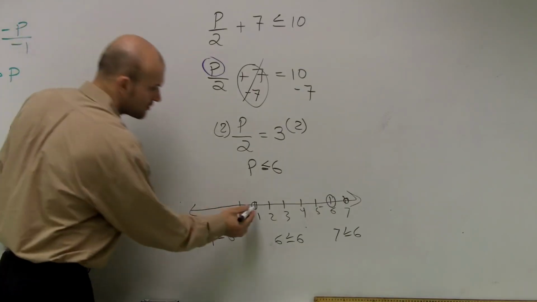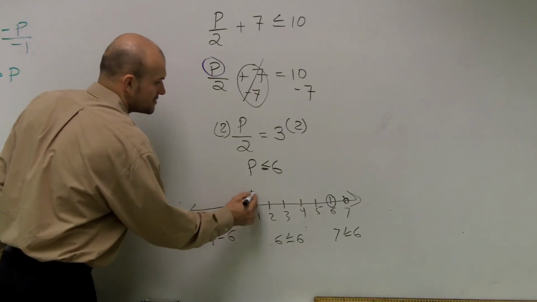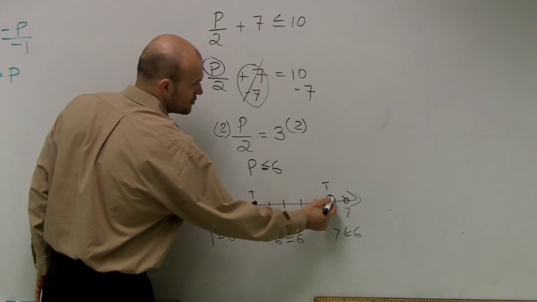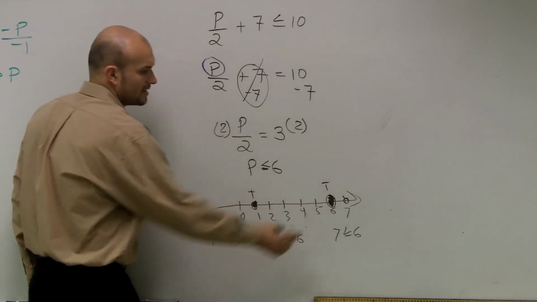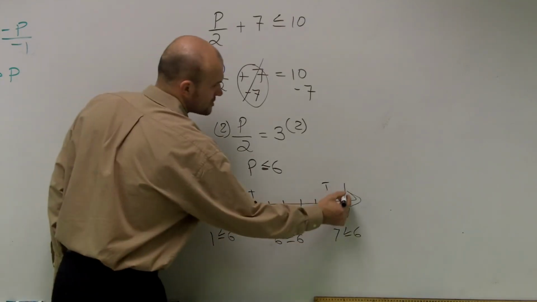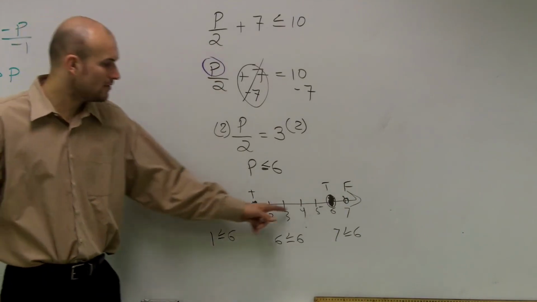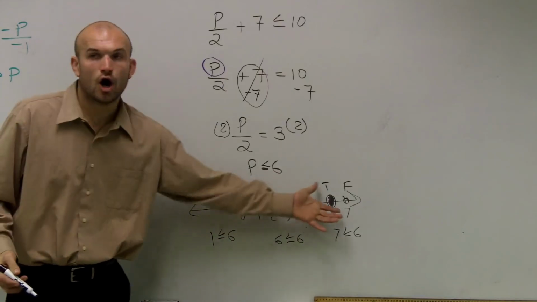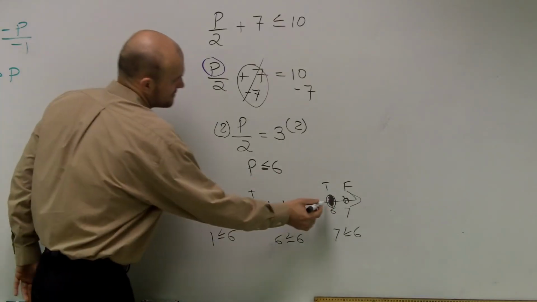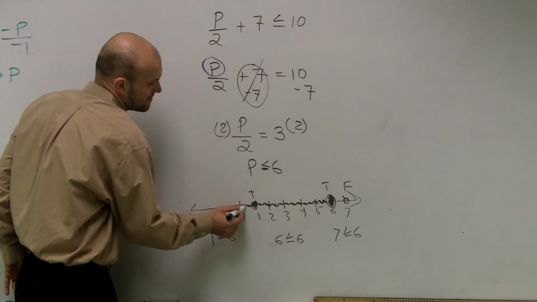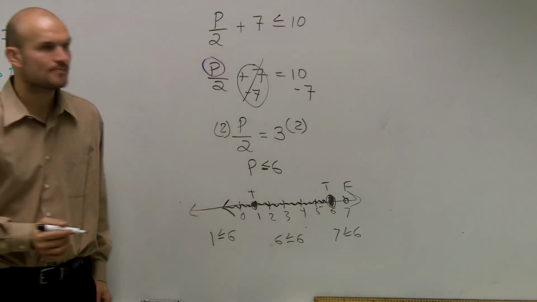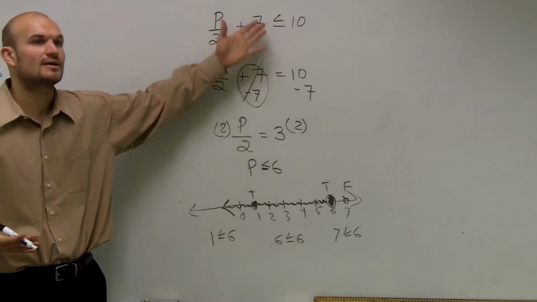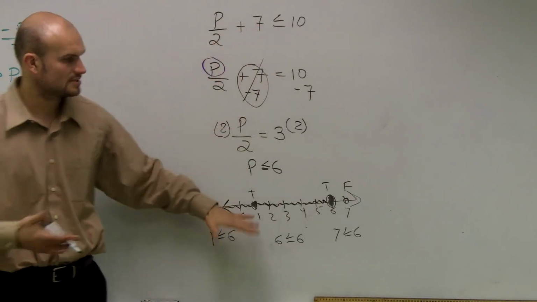Is 1 less than or equal to 6? Yes, that's true. So you shade in your little point, and you say true. Is 6 less than or equal to 6? Yes. Put a true, shade in your big point. Is 7 less than or equal to 6? False. Therefore, since it's true to the left of my point, all points to the left are going to be true. So we shade it to the left. Okay? And that's it. When you have your two-step equation, just make sure you set it equal and follow your two-step operations to solve.